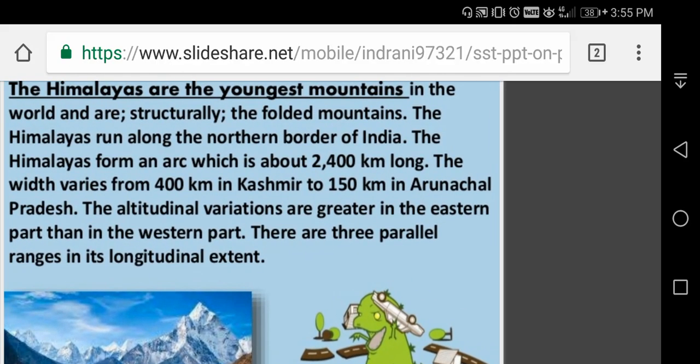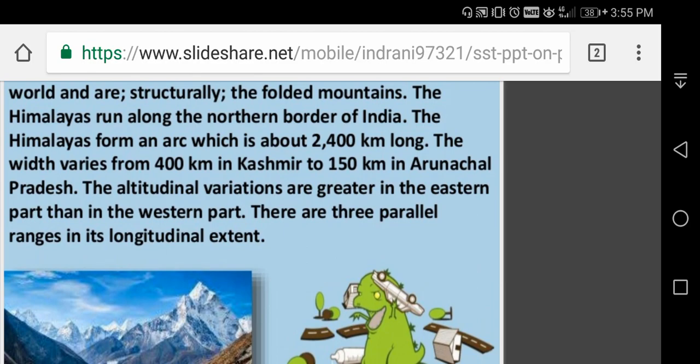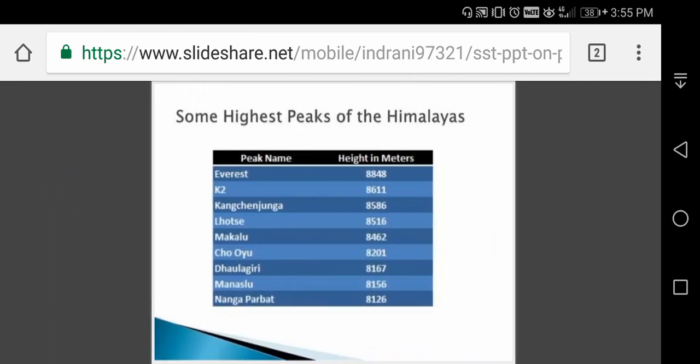The Himalayas form an arc which is about 2400 km long. The width varies from 400 km in Kashmir to 150 km in Arunachal Pradesh. The altitudinal variations are greater in the eastern part than in the western part. There are three parallel ranges in the longitudinal extent. You can see that the Himalaya is divided into three main regions.